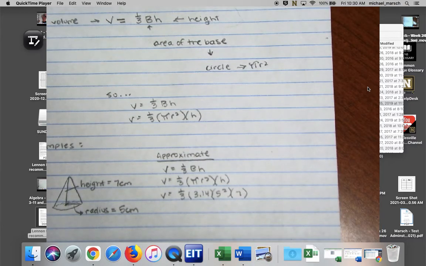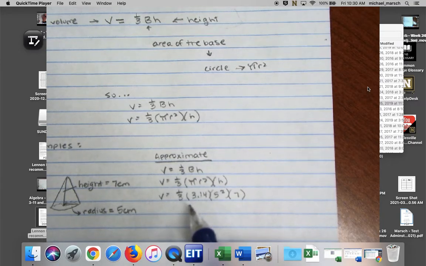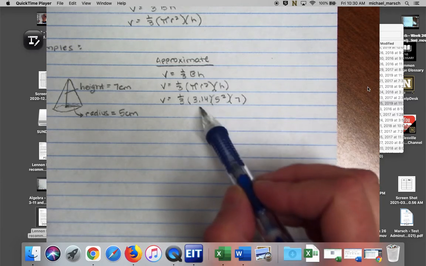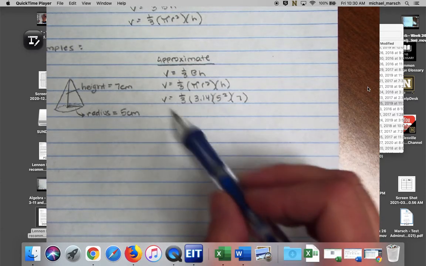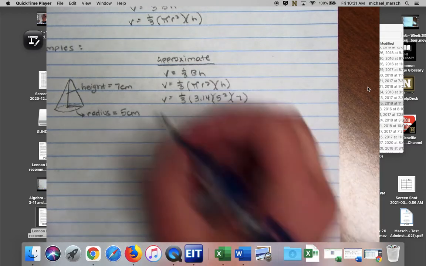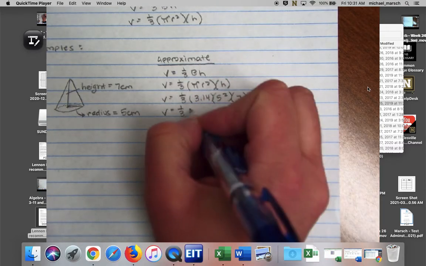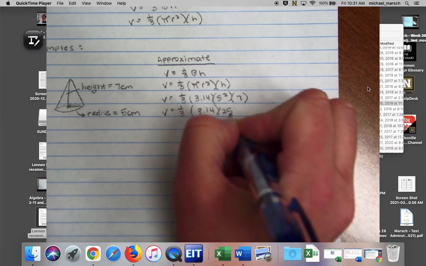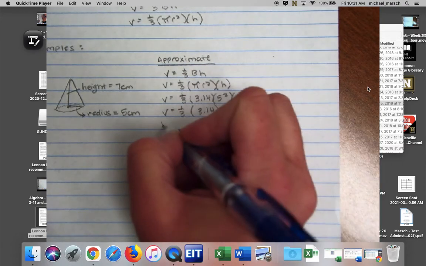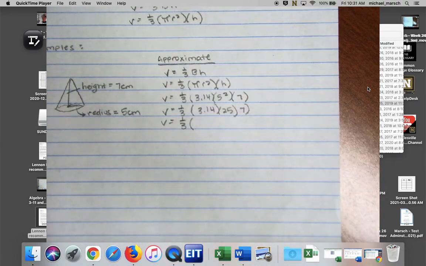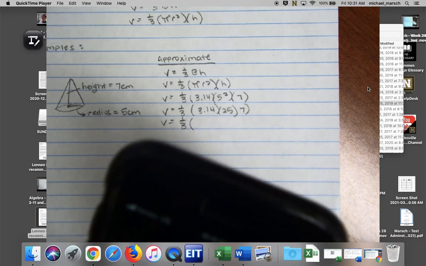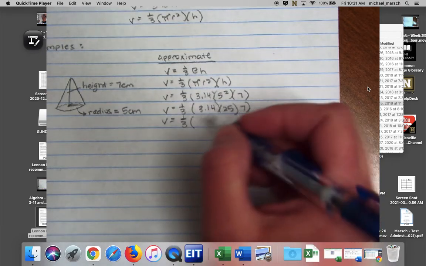Okay. Now this is where it gets a little tricky, because you're going to want to do something with this 1/3, and that's going to be our very last step. So we're going to go about this as if it's a cylinder, and then the very last thing we're going to do is figure out this whole 1/3 business. So volume equals 1/3 of 3.14 times 25 times 7. I do my 3.14 times 25 times 7, and I get 549.5.